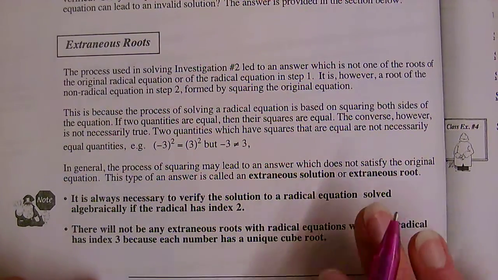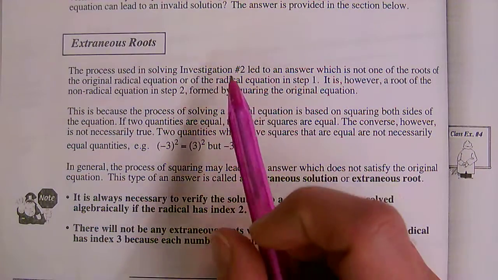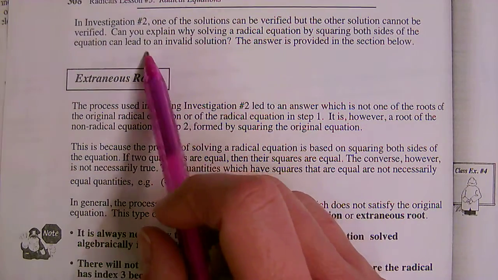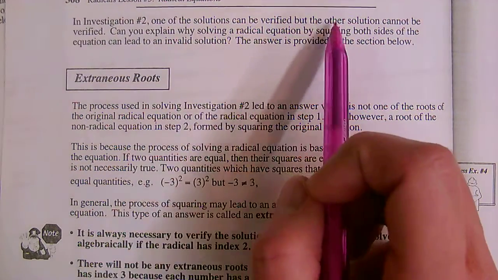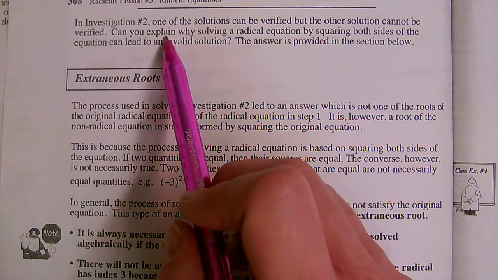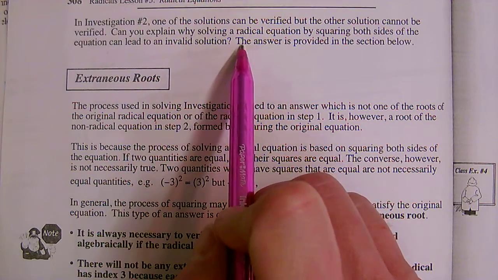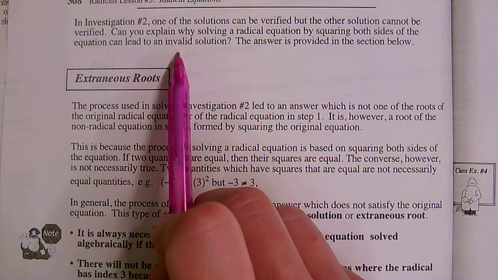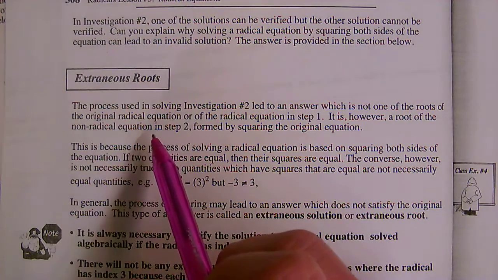So what this is saying here, extraneous roots. In investigation number 2, one of the solutions can be verified, but the other solution cannot. Can you explain why solving a radical equation by squaring both sides of the equation could lead to an invalid solution? And that's what we're going to answer down here.